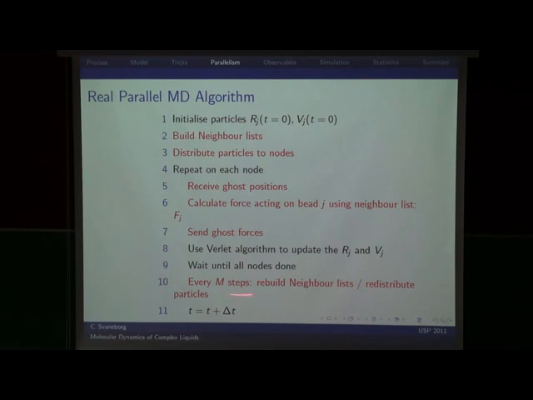And then again, once in a while, we need to rebuild neighbor lists, and we need to communicate particles. If a particle has moved from one node to another, we need to communicate through the network that it has moved, and who is now responsible for owning this. And we have to update time, and again, sample configurations and so on. So this is a schematic algorithm of what a real parallel molecular dynamics algorithm would be. And this applies to molecular dynamics, Brownian dynamics, and dissipative particle dynamics, because essentially you add a bit more forces, but the logic of everything is the same.